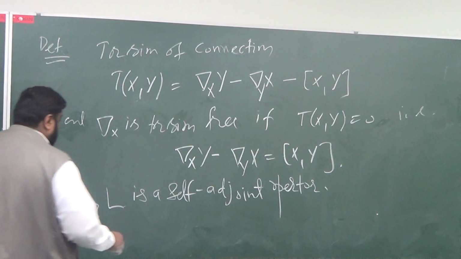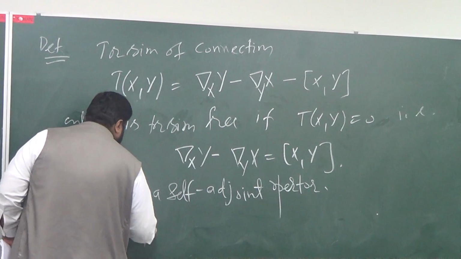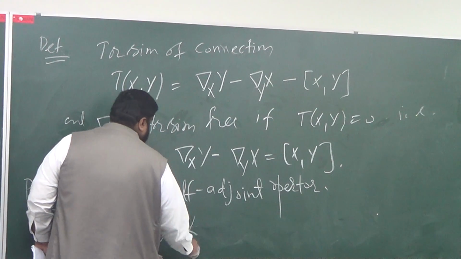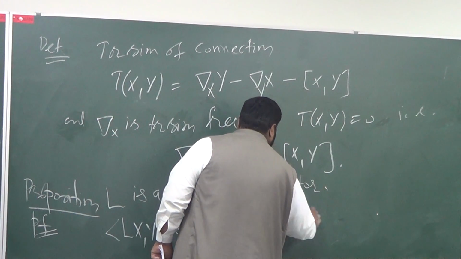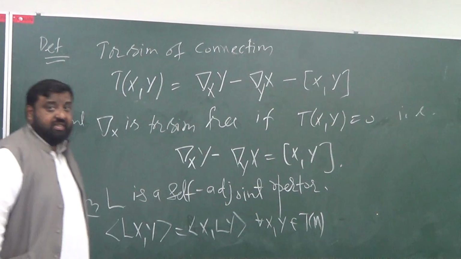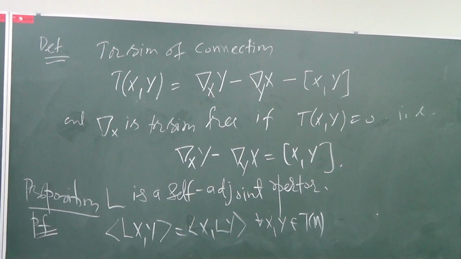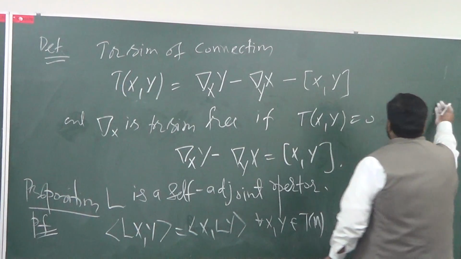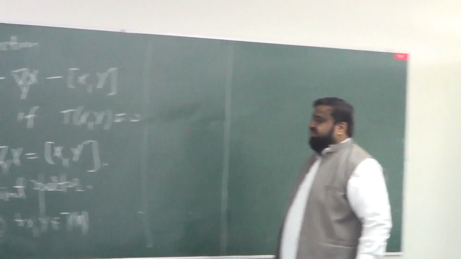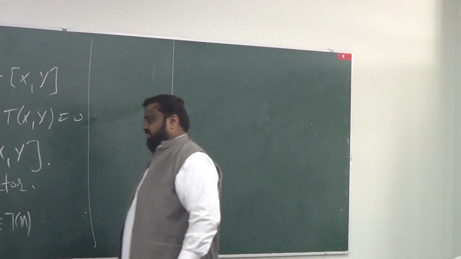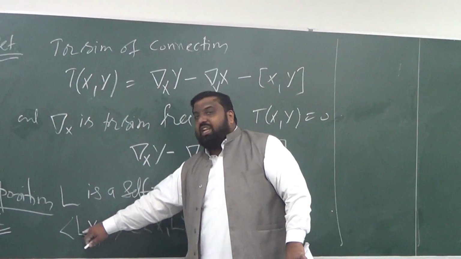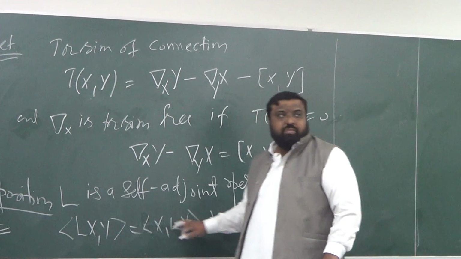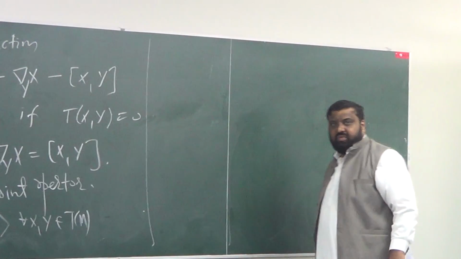So in order to show L being self-adjoint, I need to show that the inner product of Lx and y is the same as x and Ly for all x and y. So it satisfies this identity. That was something that we saw during functional analysis. If you haven't done functional analysis, fine. In other words, an operator is self-adjoint if you can shift this L onto the other side of the inner product without changing it.